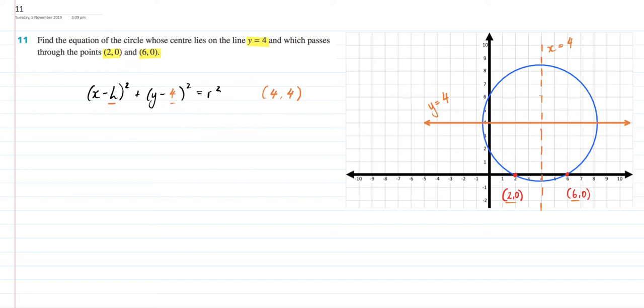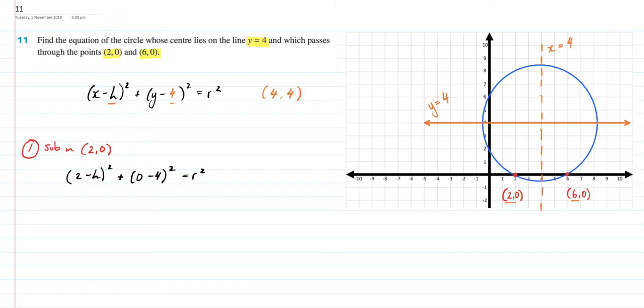Well, we could use simultaneous equations, and once again, use the two intercepts that they've given me. So the first equation, equation 1, could be done by subbing in (2, 0). So I'm going to put in 2 minus h, squared, then plus 0 minus 4, squared, equals r squared.